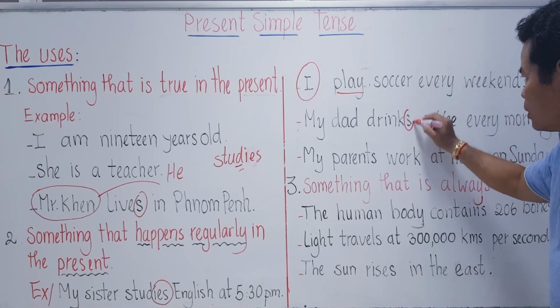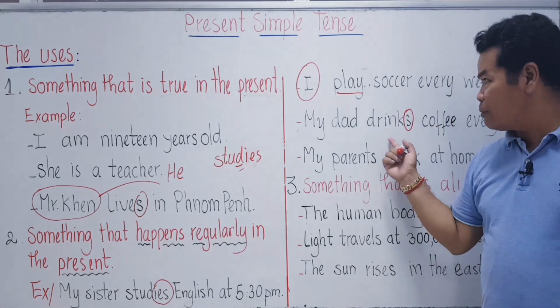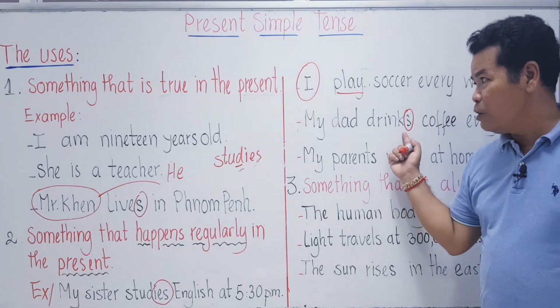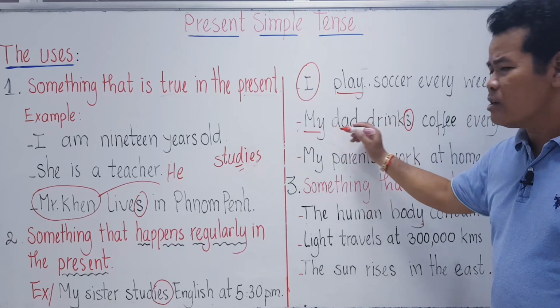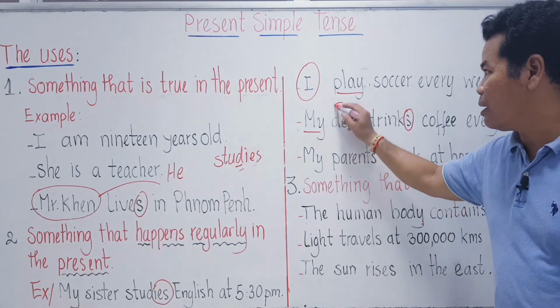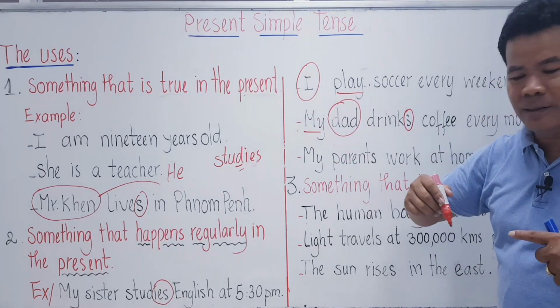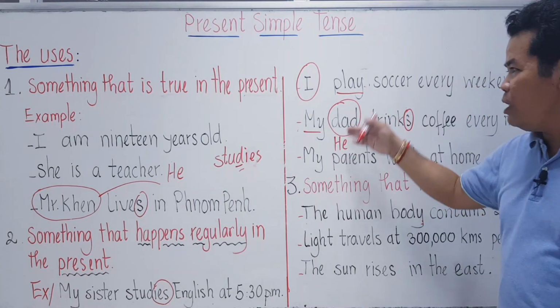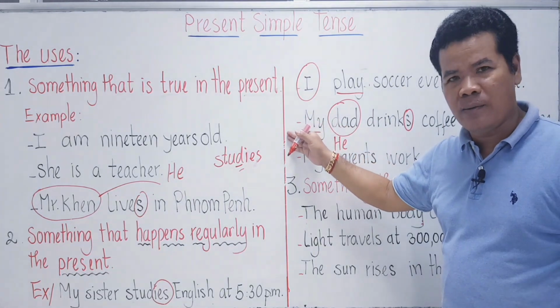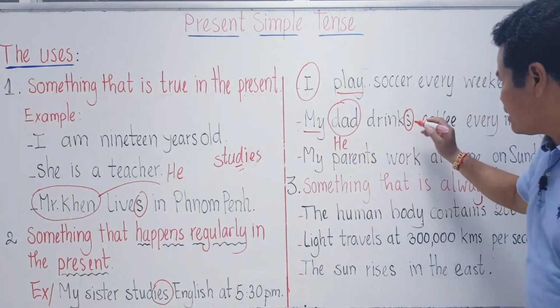My dad drinks coffee every morning. Look at the verb "drinks." Why do we use S after the verb? The reason is, look at the subject. Where is the subject? "My" is not the subject. How about "my dad"? We use "he" to stand for that. So he is one of the third person singular. That's why we add S.